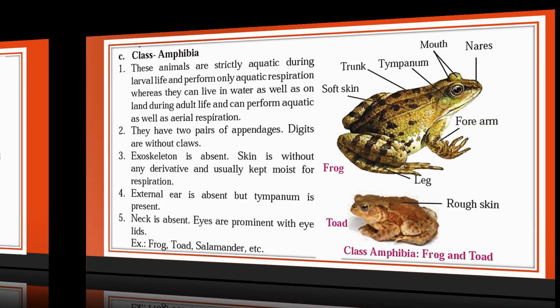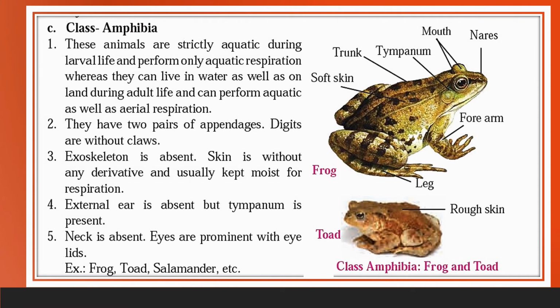Students, the third class in subphylum Vertebrata is class Amphibia. These animals are strictly aquatic during larval life and perform only aquatic respiration, whereas they can live in water as well as on land during adult life and can perform aquatic as well as aerial respiration.